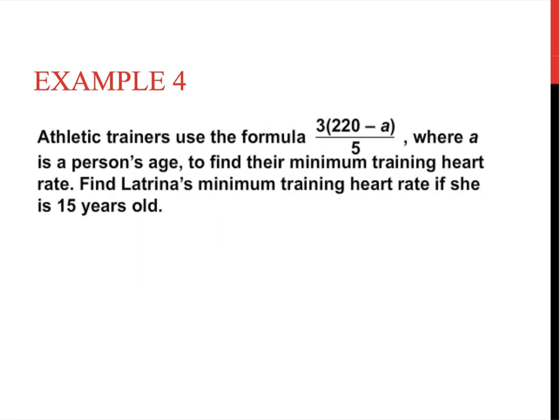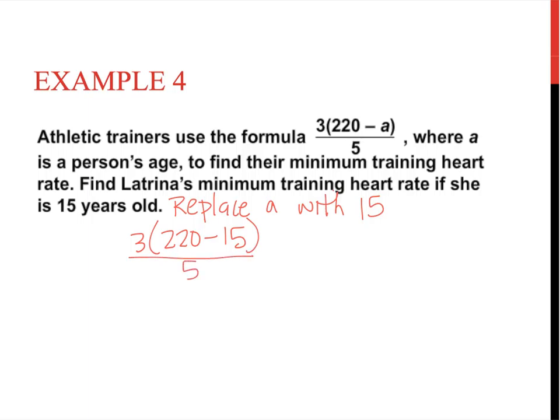It says, athletic trainers use the formula 3 times the quantity 220 minus A divided by 5, where A is a person's age, to find their minimum training heart rate. Find Latrina's minimum training heart rate if she is 15 years old. So we're going to replace A with 15 because that's the age. So we're going to write this out. 3 times the quantity 220 minus 15, and then divide the whole thing by 5.